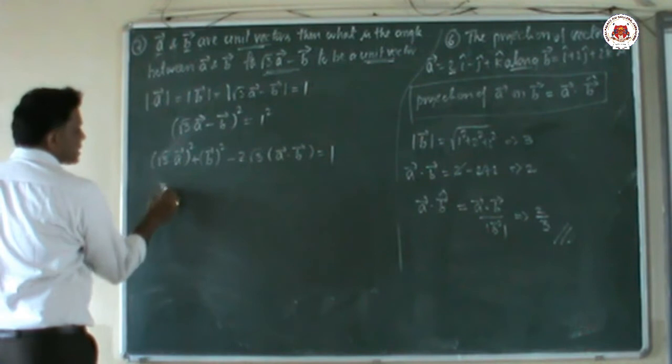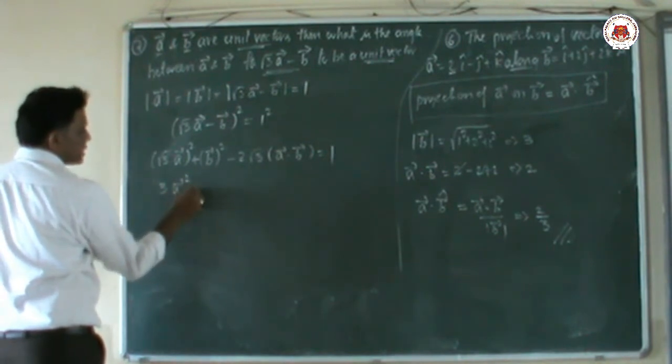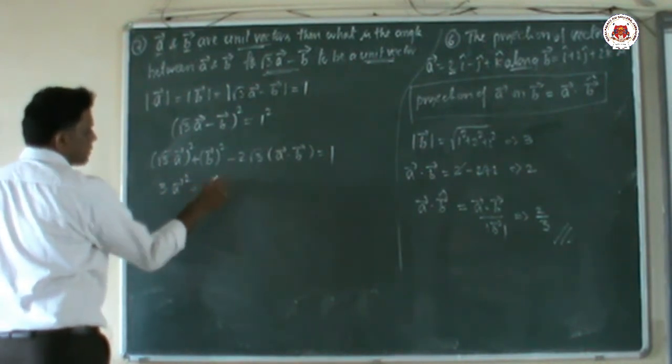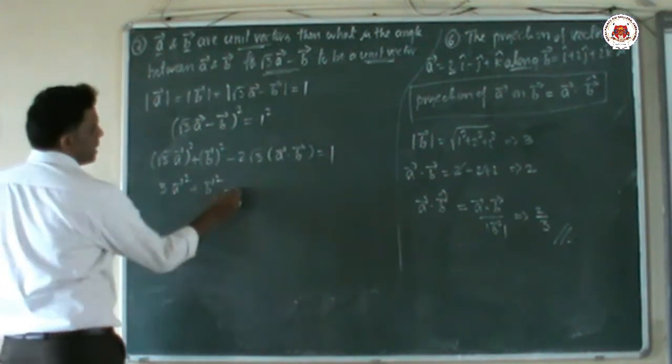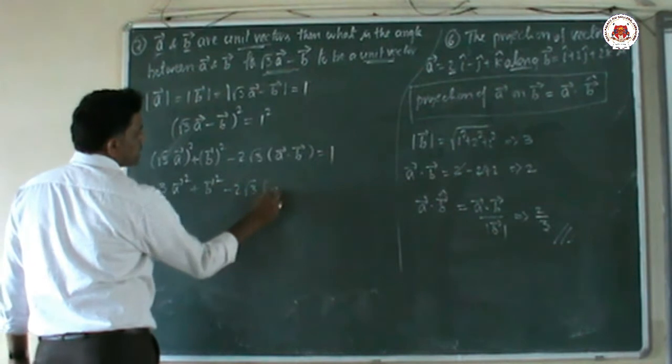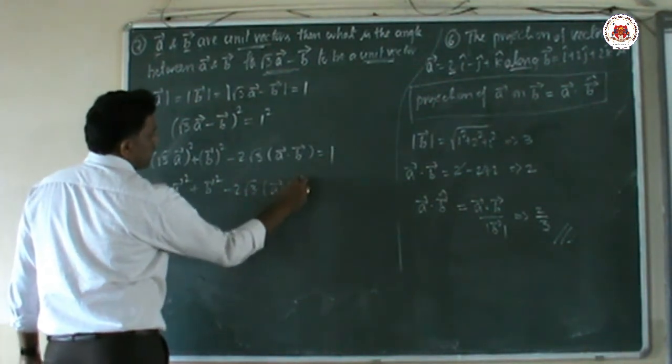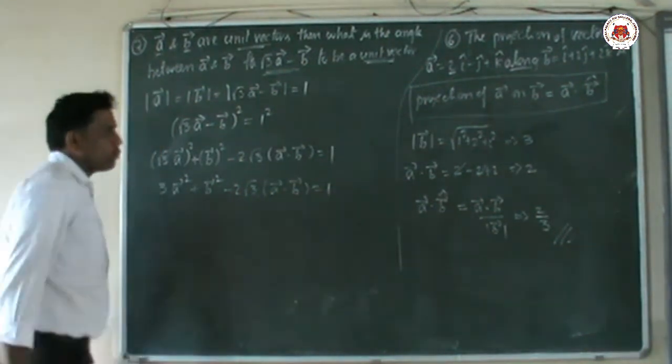Now, A square will cancel. This is 3 vector A square plus vector B square. A square will cancel for both the terms. Minus 2 root 3, this is the dot product we don't know, A vector dot B vector, equal to 1.